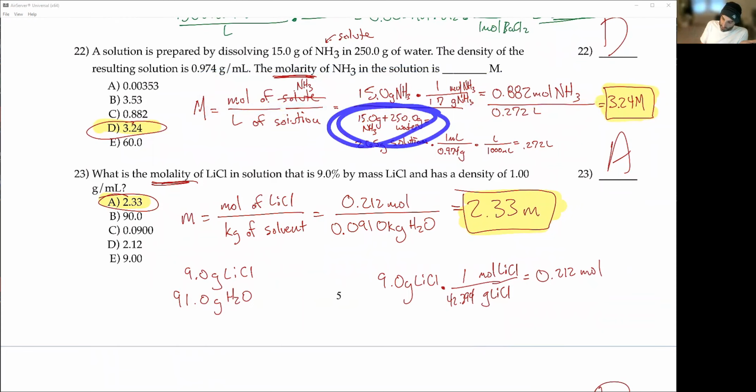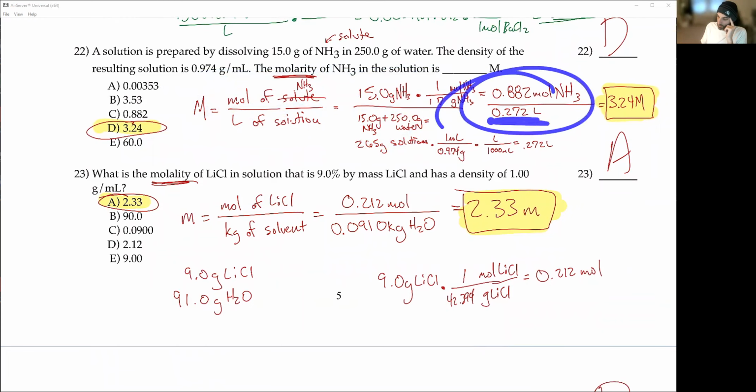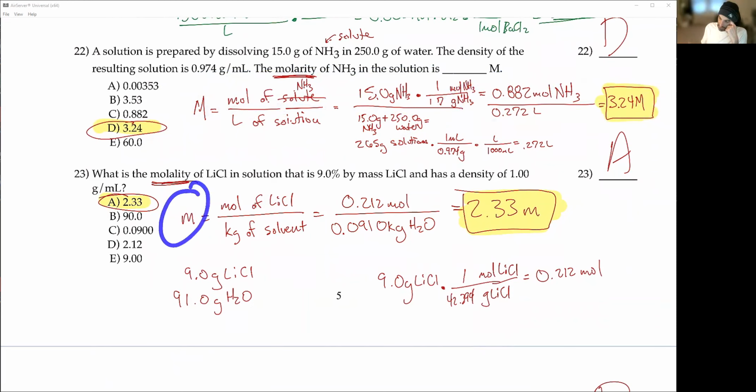And then liters of solution. I'm given grams, but I do have a density, so that's how we go from grams to volume. I get a volume from that. Overall, I end up with a 3.24 molar solution. And the same thing with every single step.